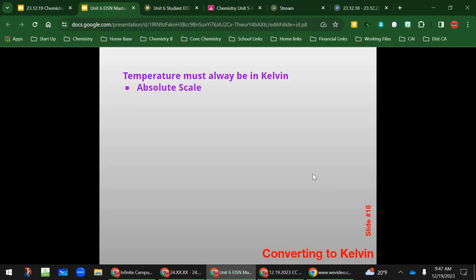But Kelvin is an absolute scale. What does that mean? No negative numbers. Absolute means no negative numbers. Three scientists created the temperature scales we have: Celsius, Fahrenheit, and Kelvin.